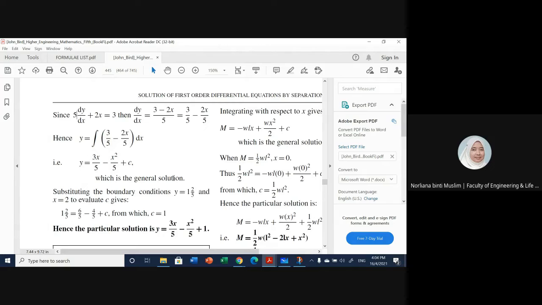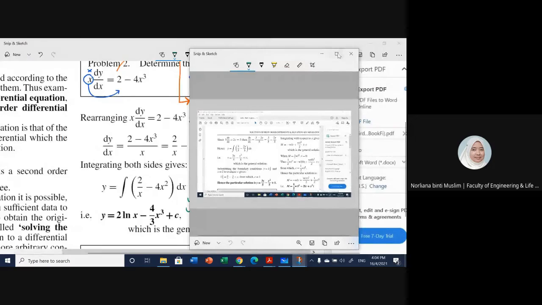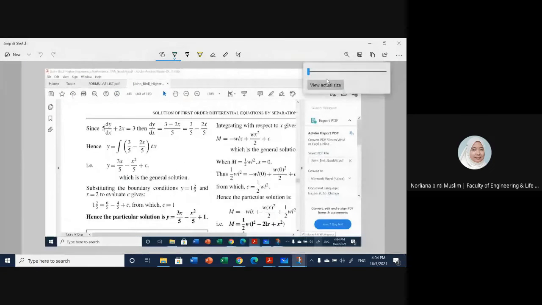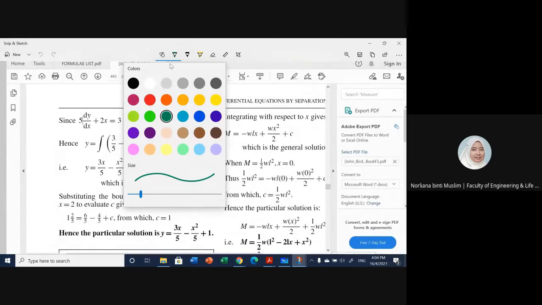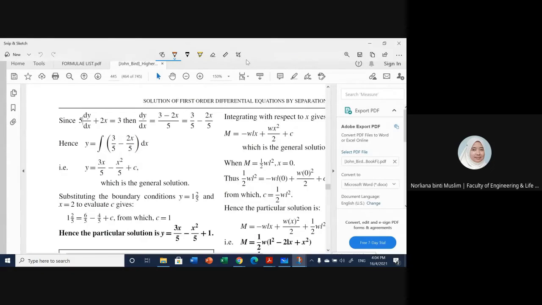Okay, to modify this, first we write down 5 dy/dx equal to 3 minus 2x. So bring this first to the other side, and then we divide by 5. Okay, so now we have dy over dx. So we have this form.